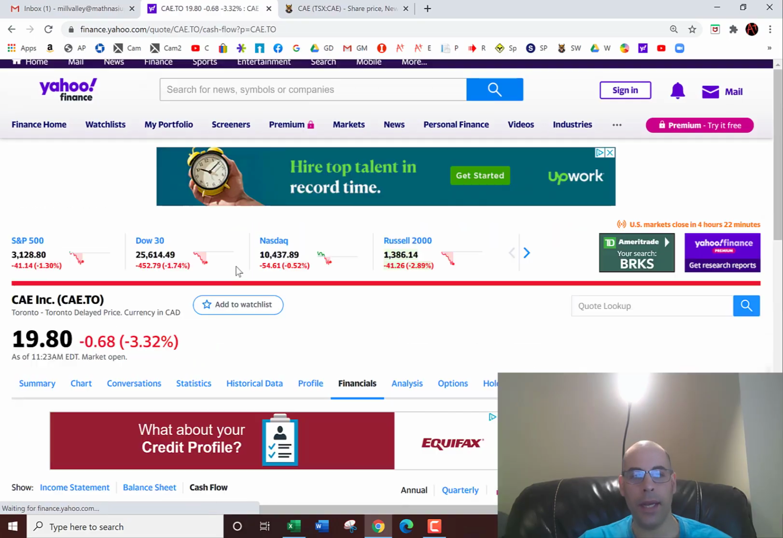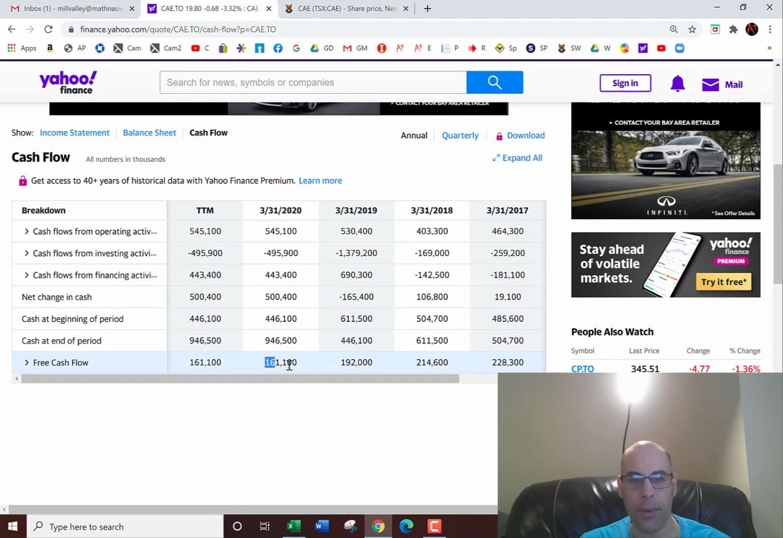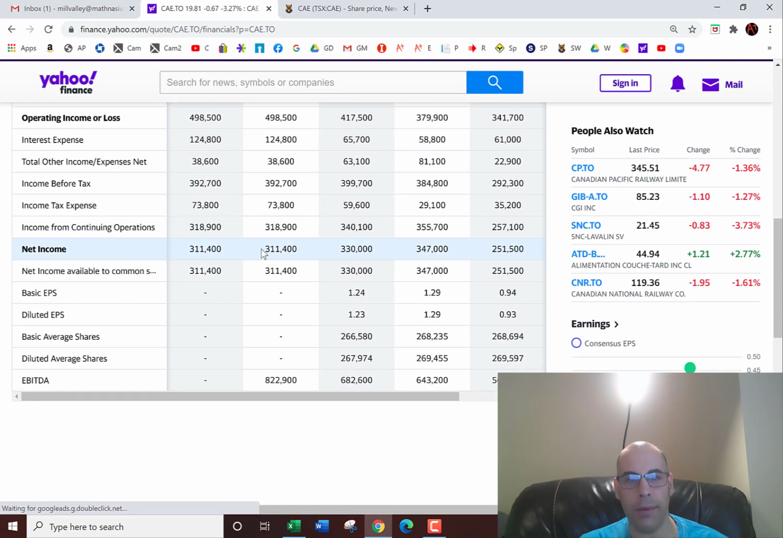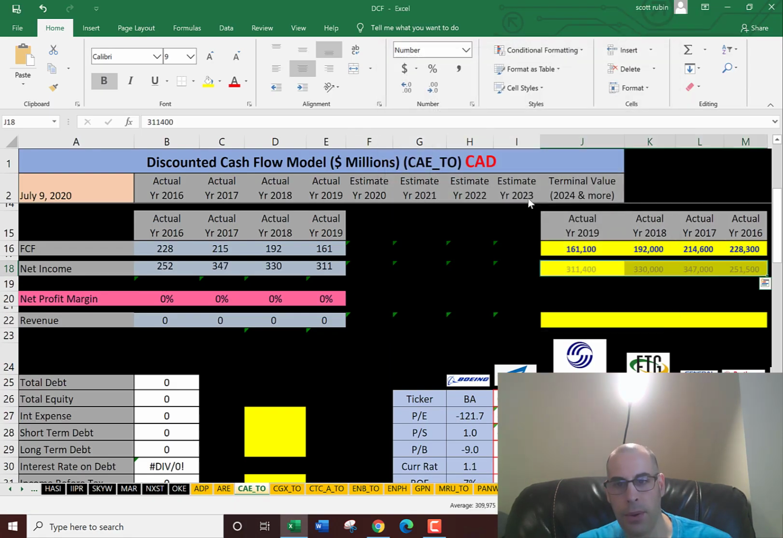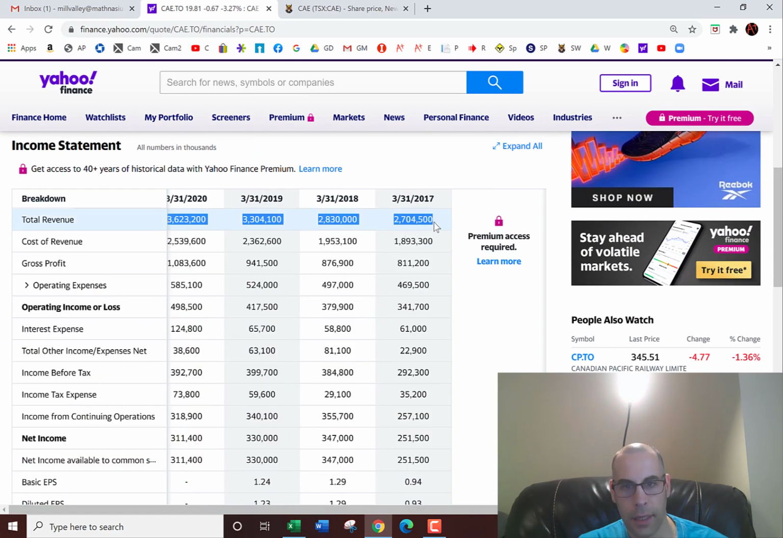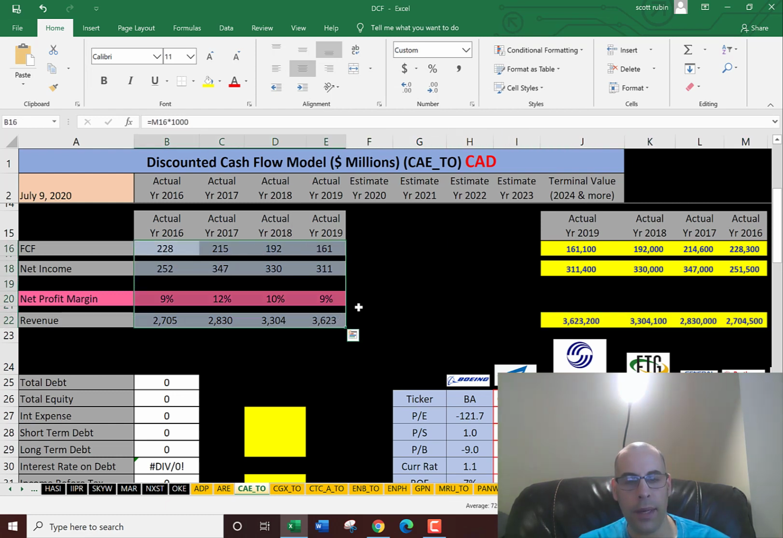Next, I'm going to pull the free cash flows. And free cash flows is the cash that's left over after paying your operating expenses and also your capital expenditures. Capital expenditures are large expenses like airplanes and buildings. Now I'm going to pull the net income, which is the profit and loss for the business. And that's on the income statement. And then I'm going to pull the revenue, which are the sales for the business. And I'll put all that into the model. And the model is going to do all the calculations. And you can see the numbers are pretty consistent, so we should get a good value for this company.